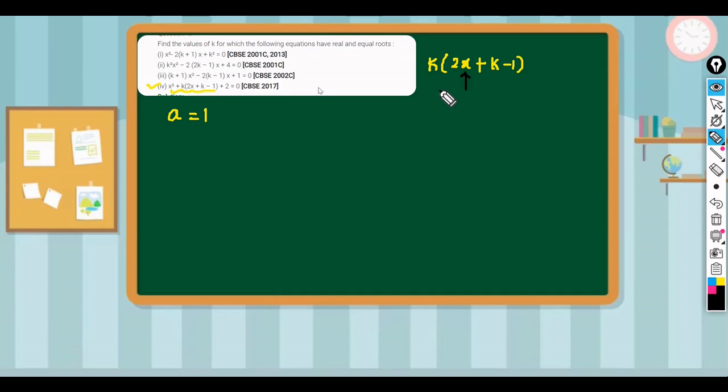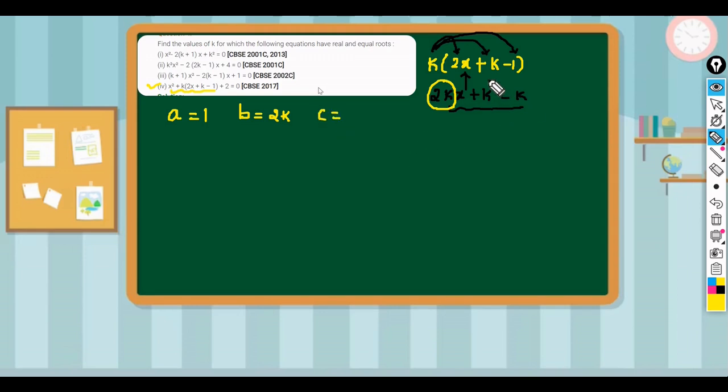They have made it a little tricky for the students. So simple, I will multiply k to all of them. First I will multiply to this, then to this, then to this. 2kx plus k square minus k. This is your second term simplification. Now identify who is beside x. Beside x you have only 2k. That means your b value is 2k.